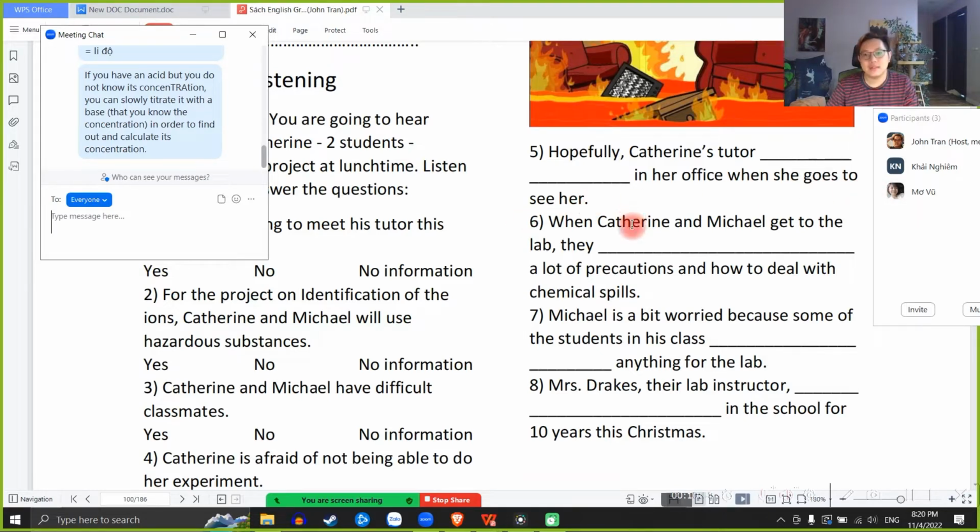Number 6, when Catherine and Michael get to the lab... A lot of precautions. Pre means before, right? Caution means to be cautious.